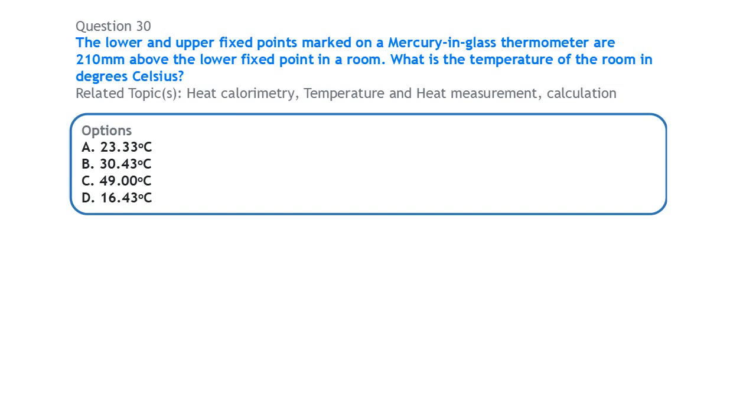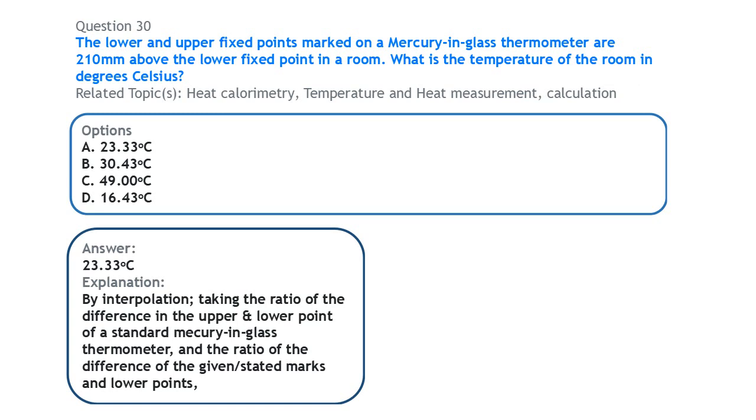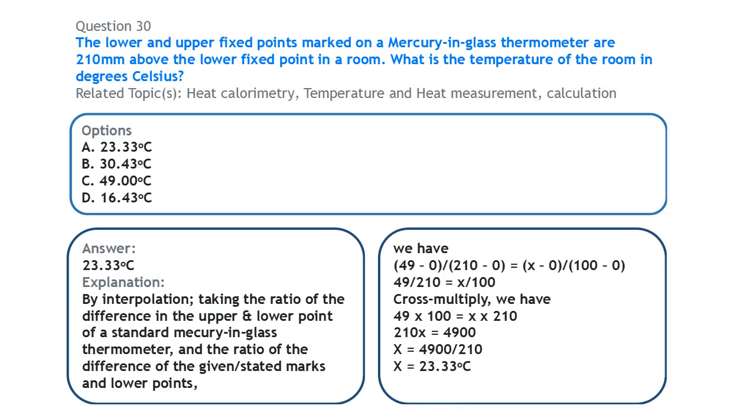So this is a question on temperature measurements. For questions like this, what we do is what we call interpolation. Basically we take the difference in the upper and the lower point of the thermometer that I've been given and a standard thermometer. Here it says that the upper fixed point for this thermometer is 210. The lower fixed point is going to be 0. So we have 210 minus 0 here. But in a standard mercury in glass thermometer, the upper fixed point is 100, minus 0. You can see that both of these are on the same side, at the denominator on both sides.